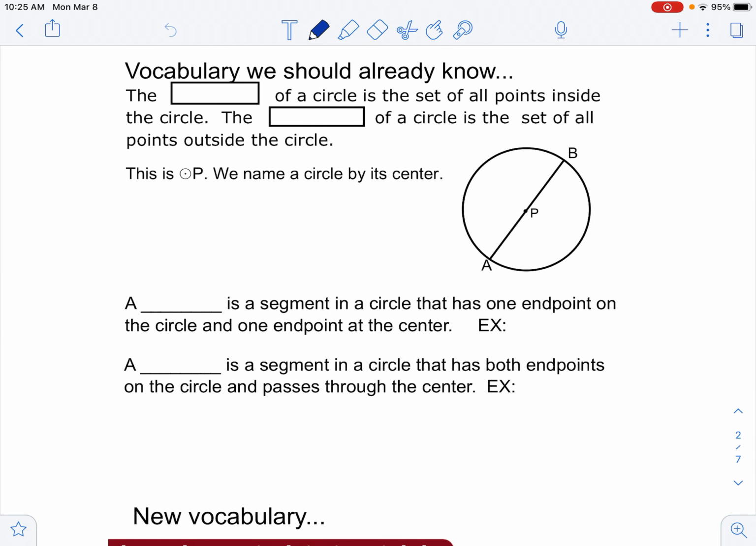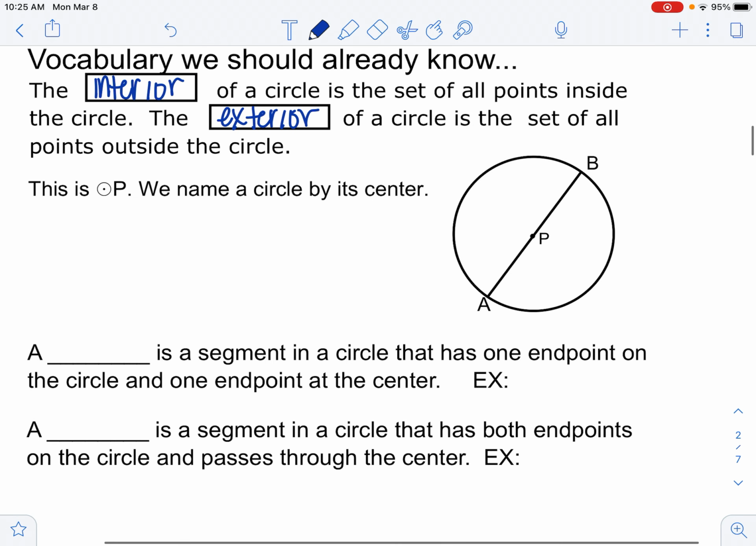Okay, so here is a vocabulary word that we should already know. The blank of the circle is a set of all points on the inside. So what is this called right here? It's called the interior. So the interior are all the points on the inside. The exterior are the points that are on the outside of the circle. So also what we need to know is that this is called circle P. How you write it is like this, circle P. We name the circle by its center. So this would never be circle A or circle B. That's circle P, just by the center. Okay, and we pronounce this right here, circle P.